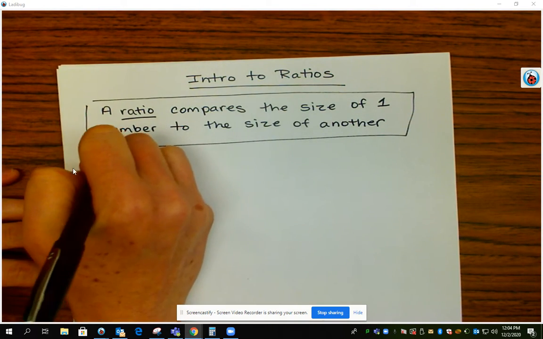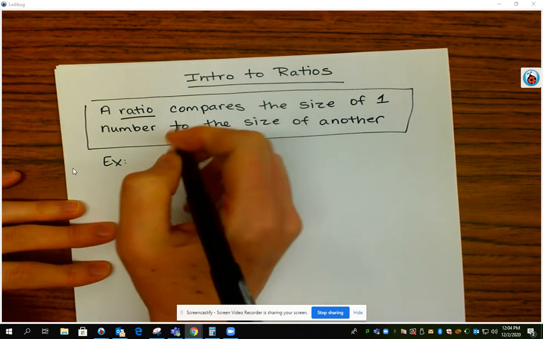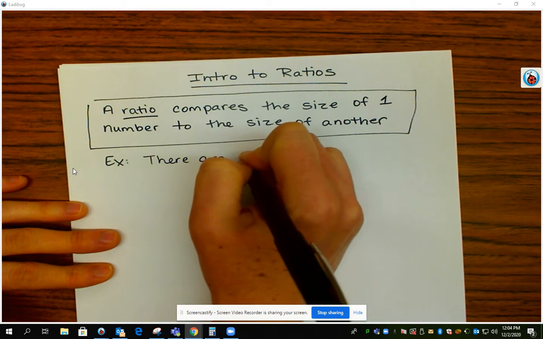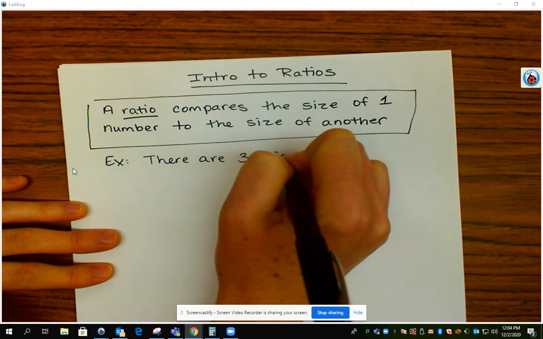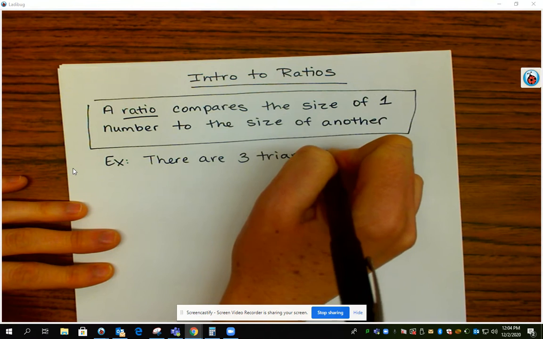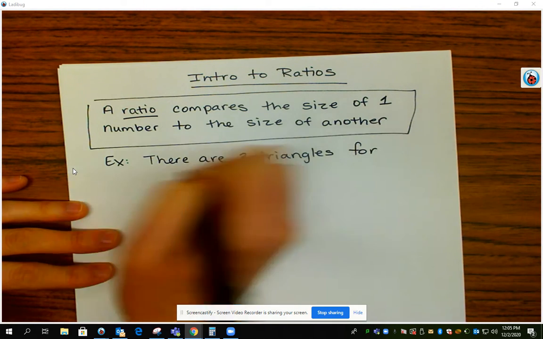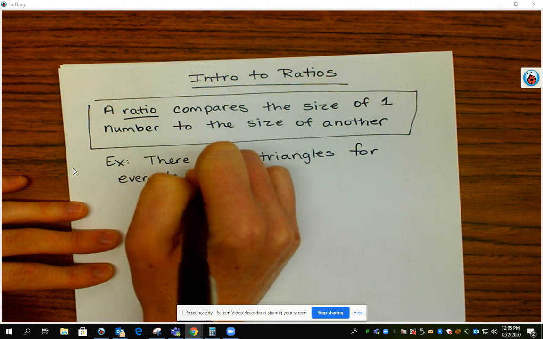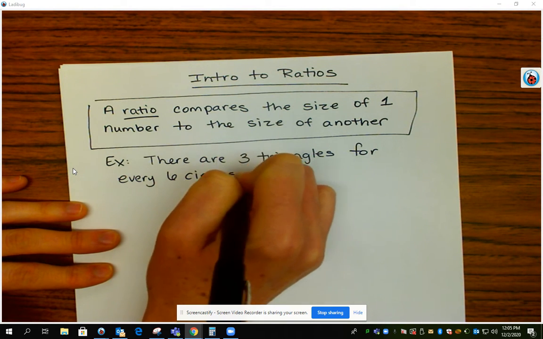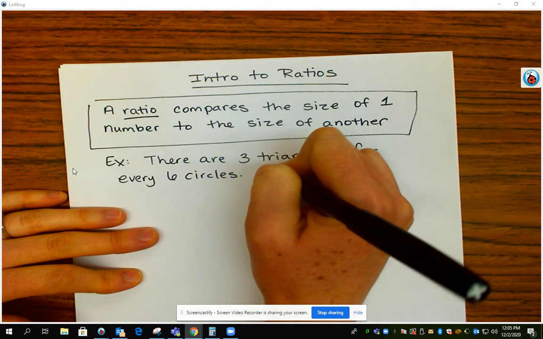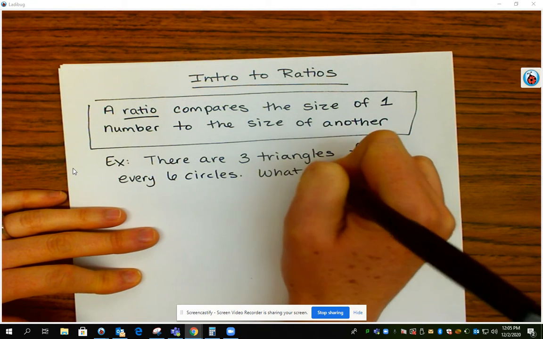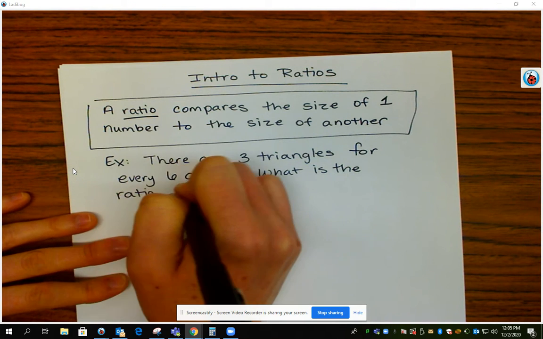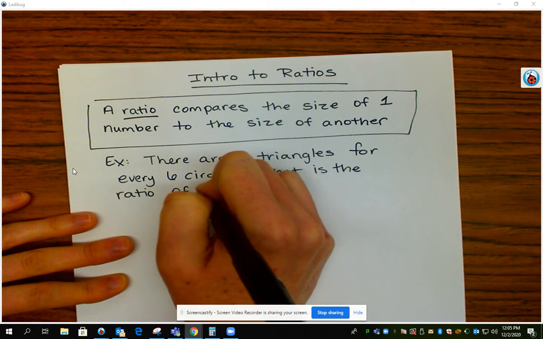And let's look at an example here. So say that there are 3 triangles for every 6 circles. And we want to know what is the ratio of triangles to circles.